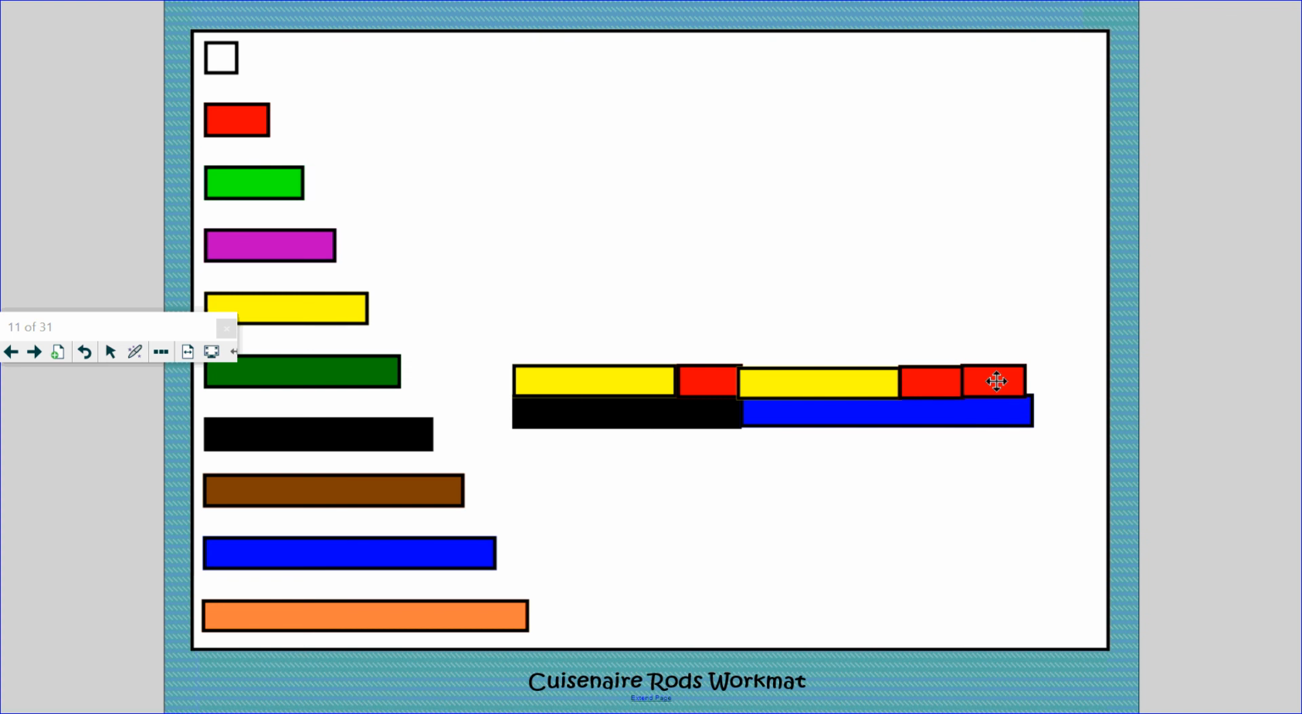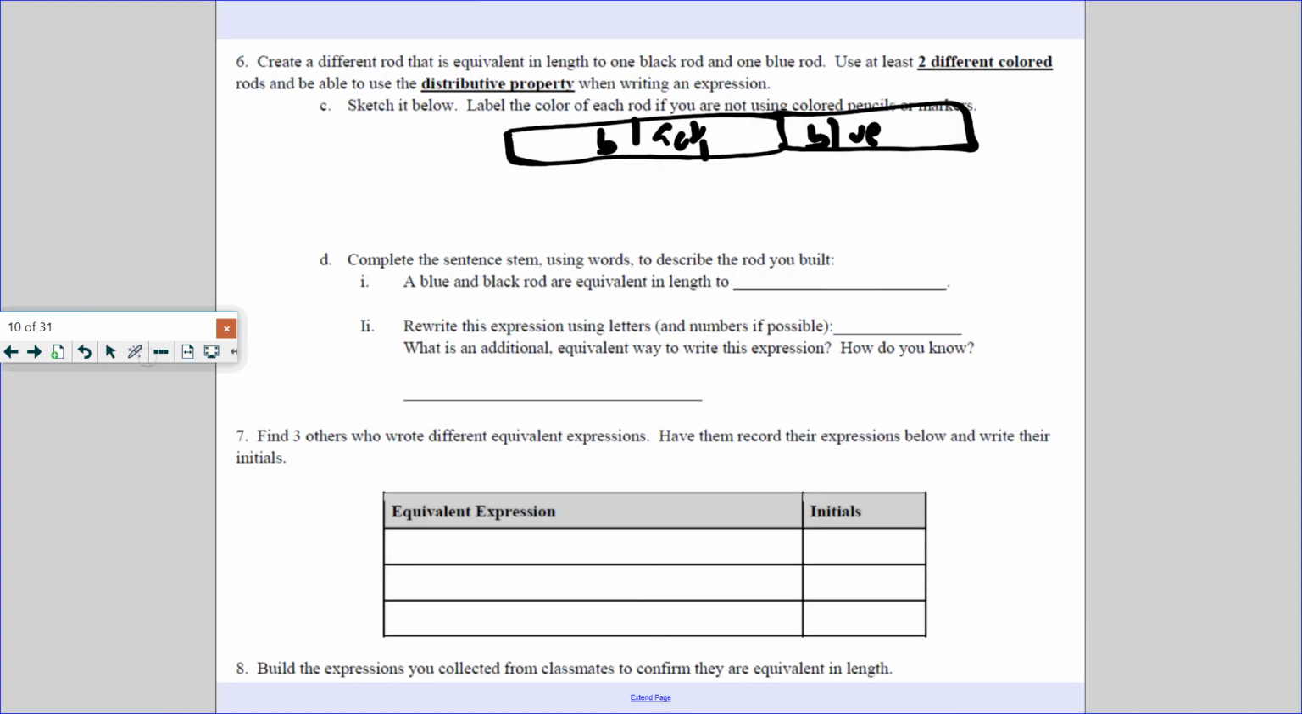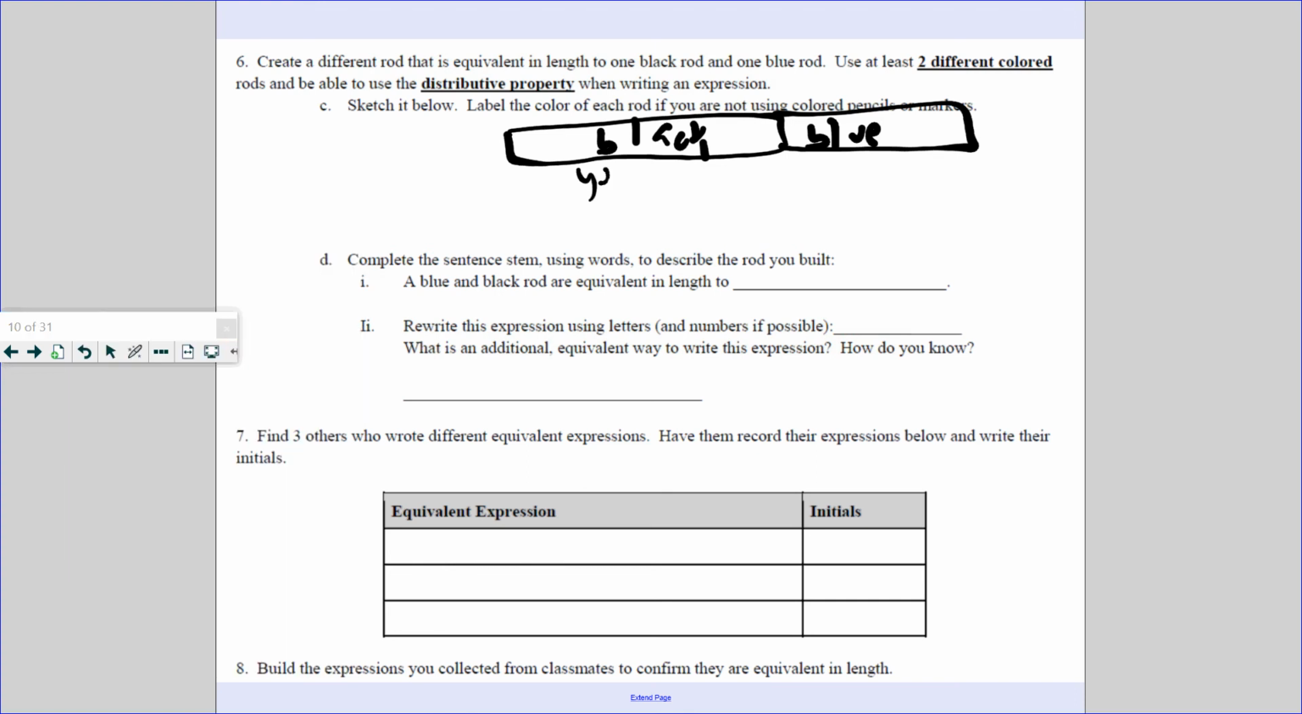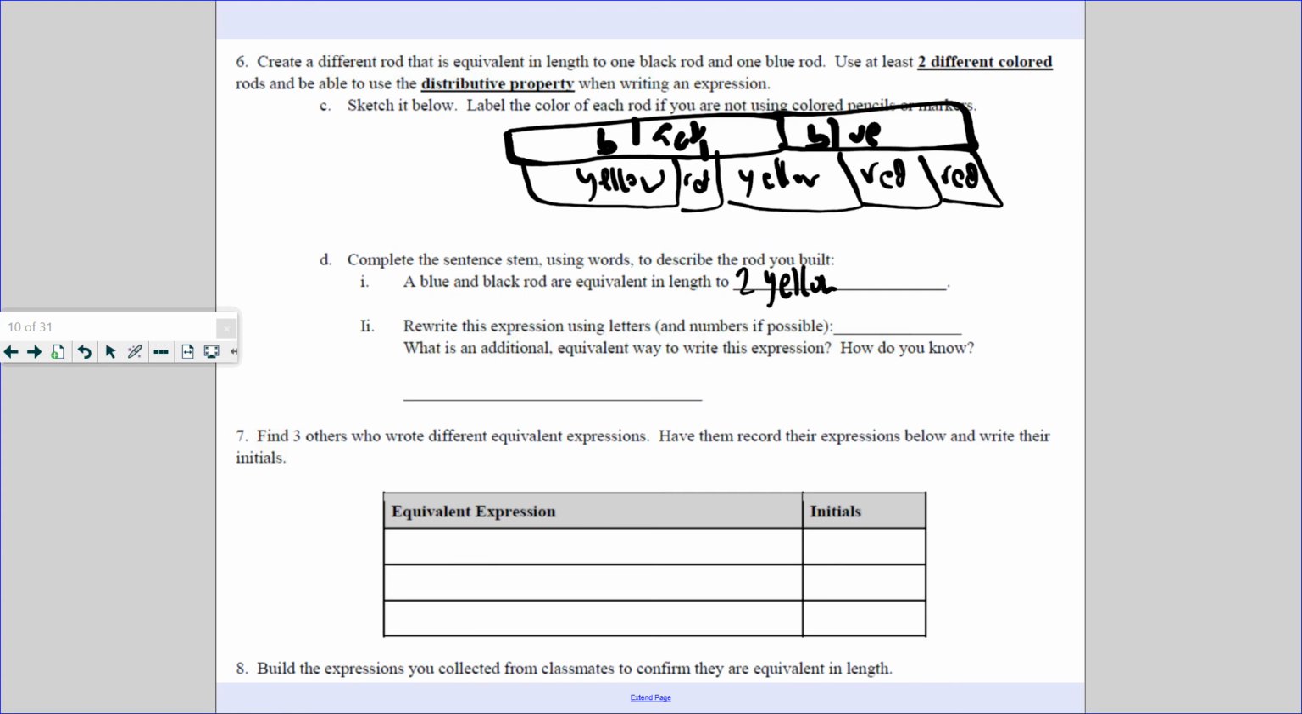Yeah, this will work. So it's two groups of a yellow plus red plus a red. I'm good with this one. I'm actually very good at this one. So let me rewrite it. Let me draw it out and show you how to do this. So I had a yellow, a red, a yellow, a red, and another red. So a black and blue is equivalent to two yellows plus three reds.